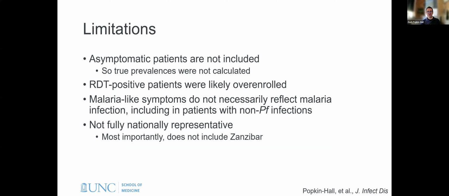There are some limitations to this study. So something we'll address in just a minute here is that this study did not include asymptomatic patients. So these are not true prevalences, they're just positivity rates. So it's not a full characterization of the species landscape in those regions.